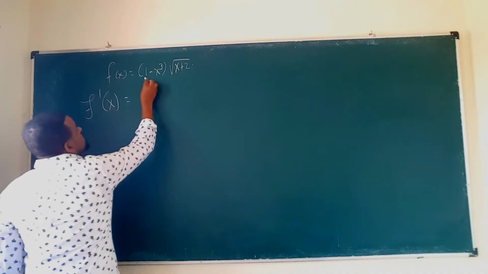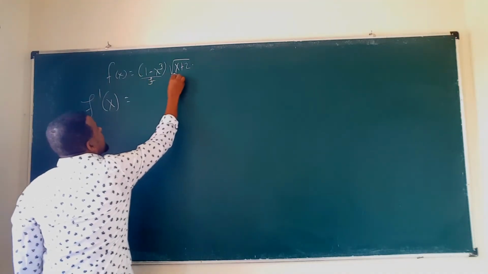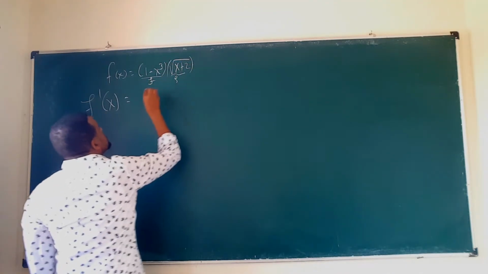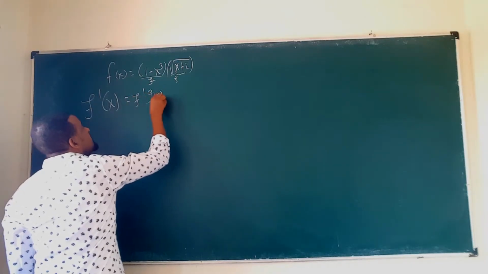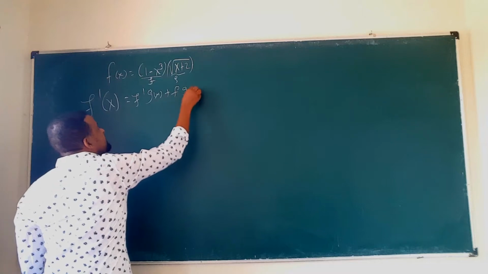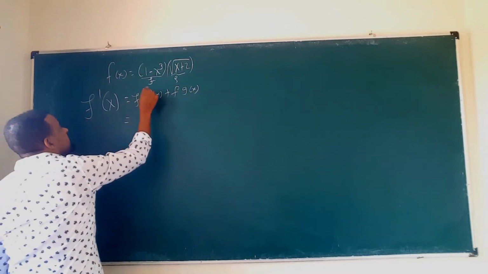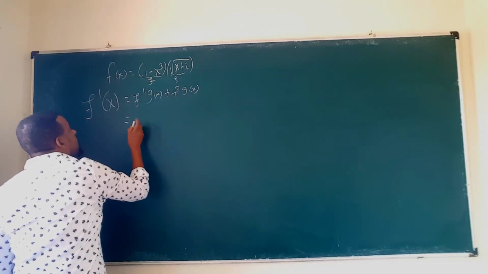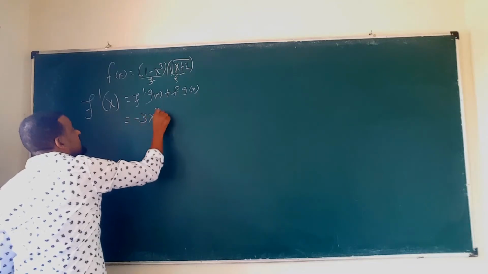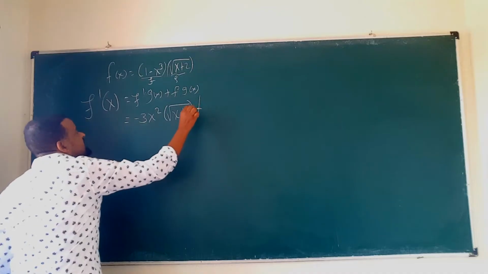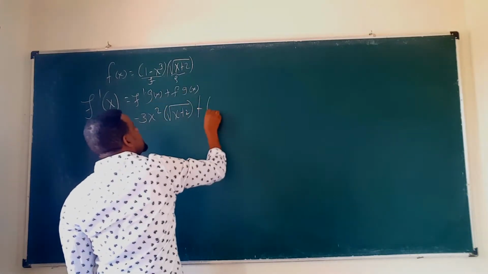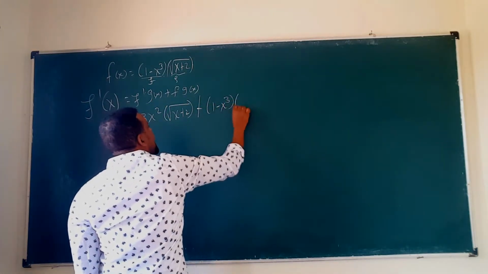So f derivative, using the product rule, this is f. Take this one as g. So f derivative times g of x plus f times g derivative. Okay, so that will be f derivative, the derivative of 1 minus x cubed, is negative 3x squared times radical of x plus 2, plus 1 minus x cubed times the derivative of g.